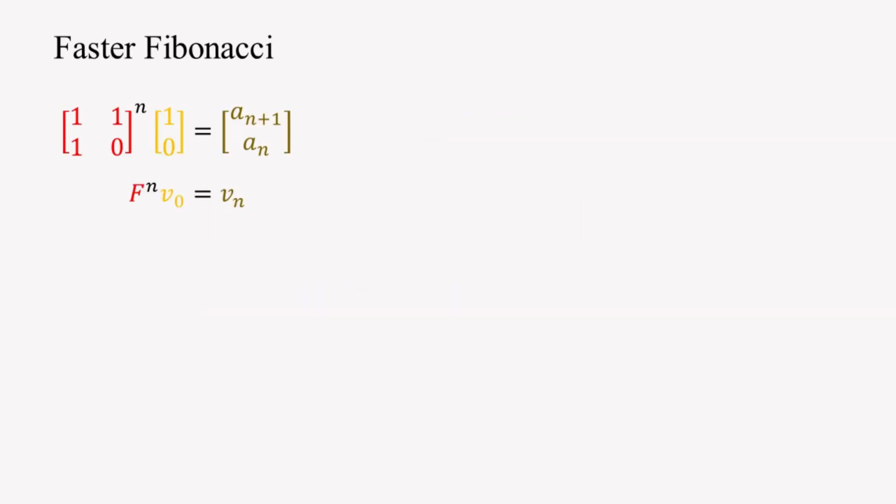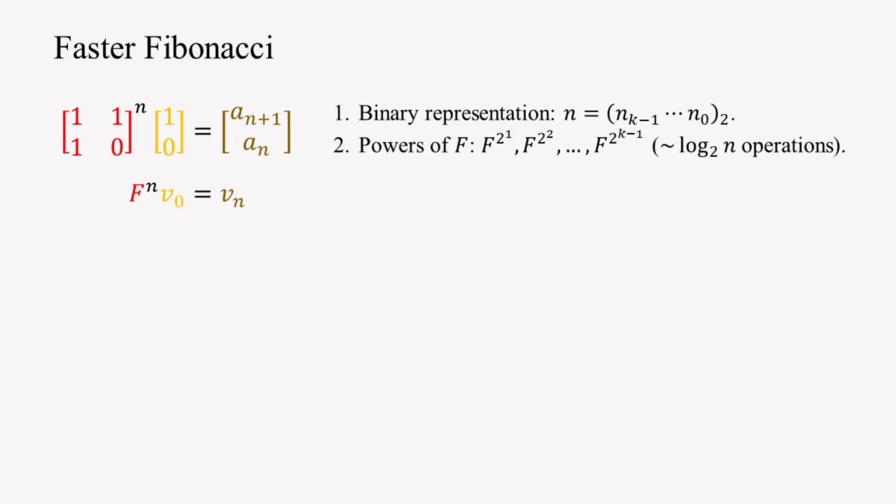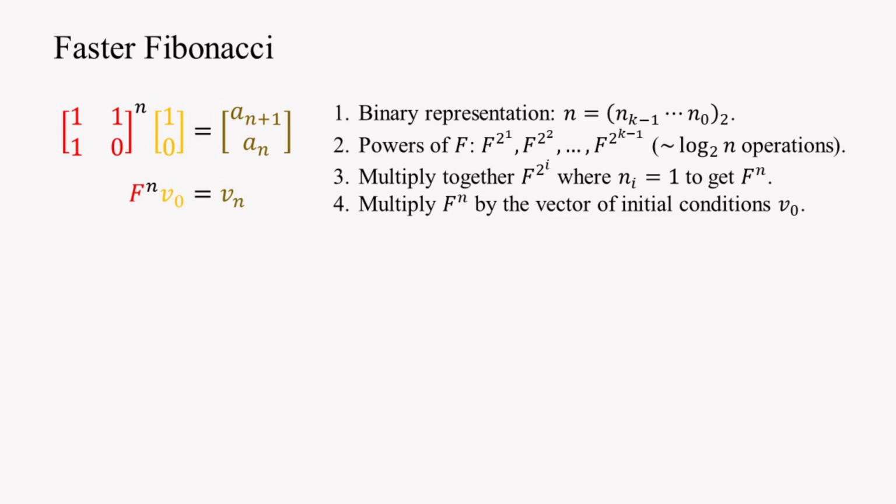Finally, back to matrices. Do exactly what we did when exponentiating numbers. Write n in binary and compute the power of 2 multiples of F up to F to the 2 to the k minus 1. Then multiply together those F to the 2 to the i where n sub i is equal to 1. Again, we perform at most as many multiplications as there are characters in the binary representation of n, or approximately log base 2 of n multiplications. Once we have F to the n, it remains to multiply by the starting condition V0 to get the nth term of the Fibonacci sequence.